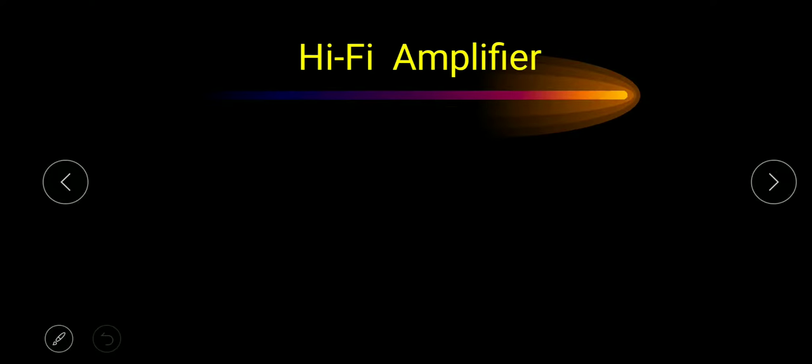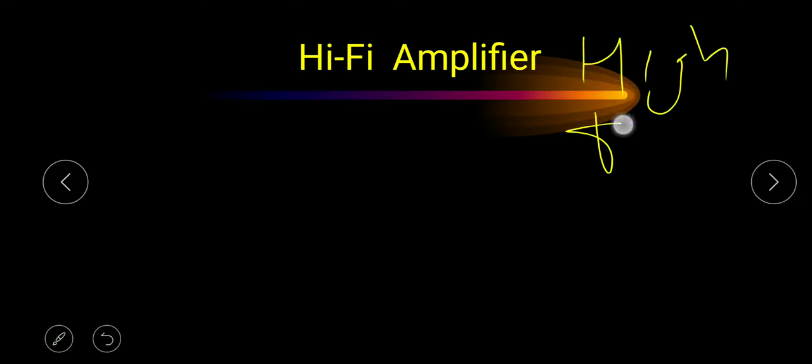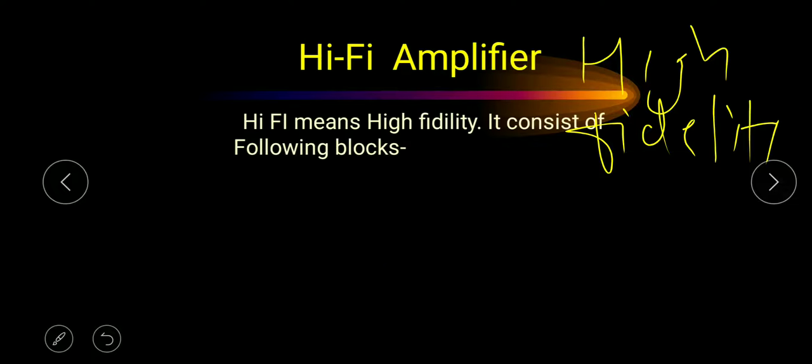So we will go with the third amplifier, that is the hi-fi amplifier. It means high fidelity amplifier. High fidelity, as we have already seen, fidelity means accuracy maintained by that particular signal. So this amplifier maintains its accuracy at a higher level, so the amplifier is known as a high fidelity amplifier.